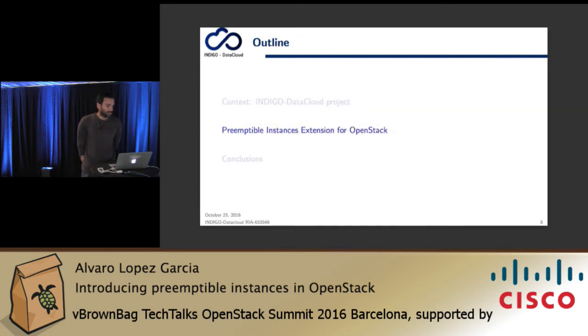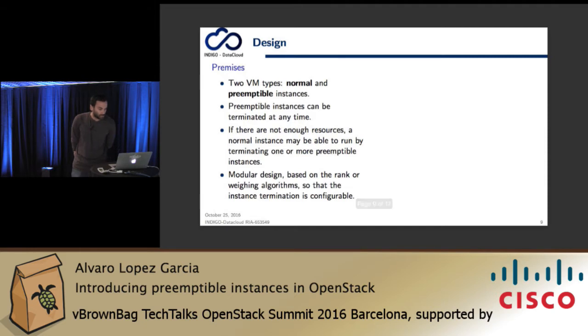So we go into the design. We start with these four premises. First of all, we consider two different VM types, normal instances and preemptible ones. Preemptible instances can be terminated at any time. This is an agreement that a user has to be aware of. If there are not enough resources, a normal instance will be able to terminate one or more preemptible instances if they can free up the resources for it.